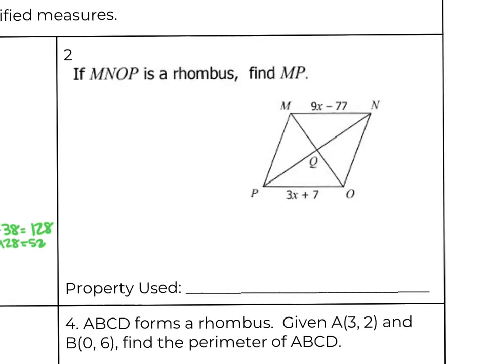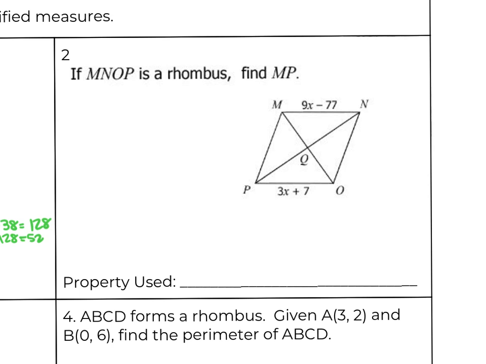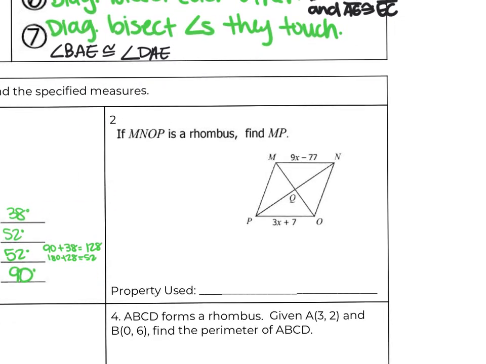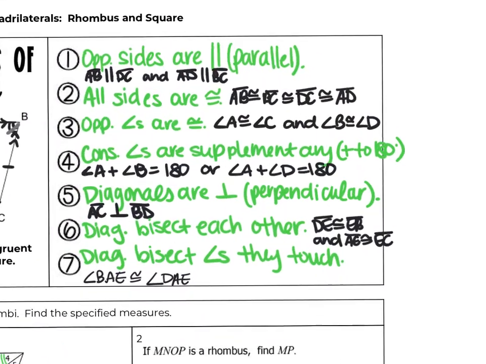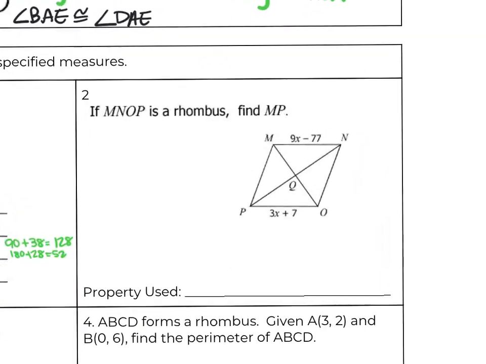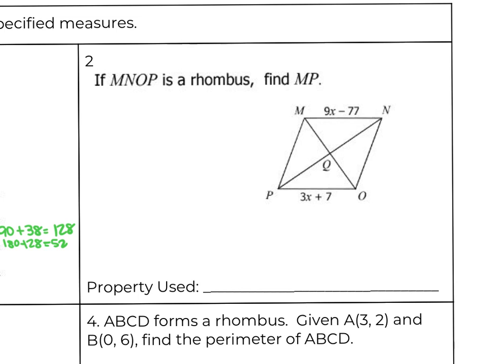All right, if MNOP is a rhombus, find MP. On these, we're starting to use: set the equation, solve, and then plug in if you need. For the property used here on the bottom, you're going to use one of these properties that we outlined up here. So you want to think about what's helping you to initially write that equation, and then if you need to use any other properties to solve.